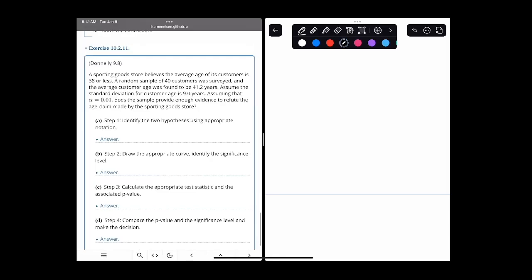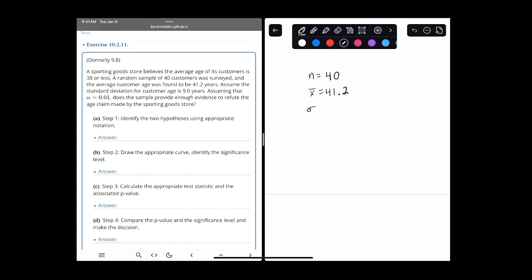It says a sporting goods store believes that the average age of its customers is 38 or less. They look at a random sample of 40 customers, and in the sample, the average customer age was found to be 41.2. Assume that the standard deviation for customer age is 9.0 years, and we're using an alpha, a significance level, of 0.01. The question is, does the sample provide enough evidence to refute the age claim made by the sporting goods store?